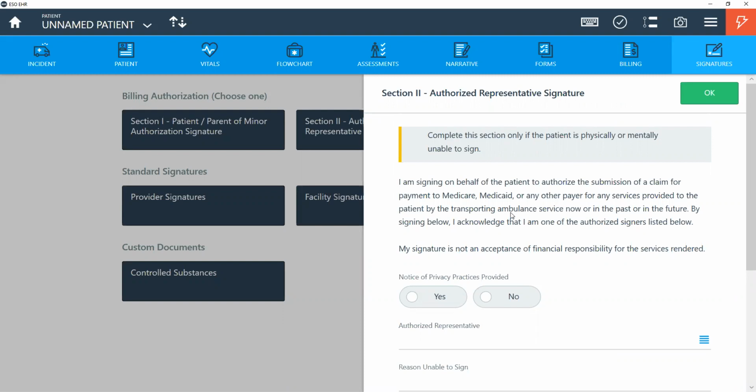So a family member, next of kin, medical power of attorney is great, or somebody from the sending facility, right? So you go to a nursing home and you're taking away one of their patients because maybe they're altered or unresponsive. If you can get that Section 2 signature, that allows us to go through the process of submitting all the claims without involving the patient or delaying that process.